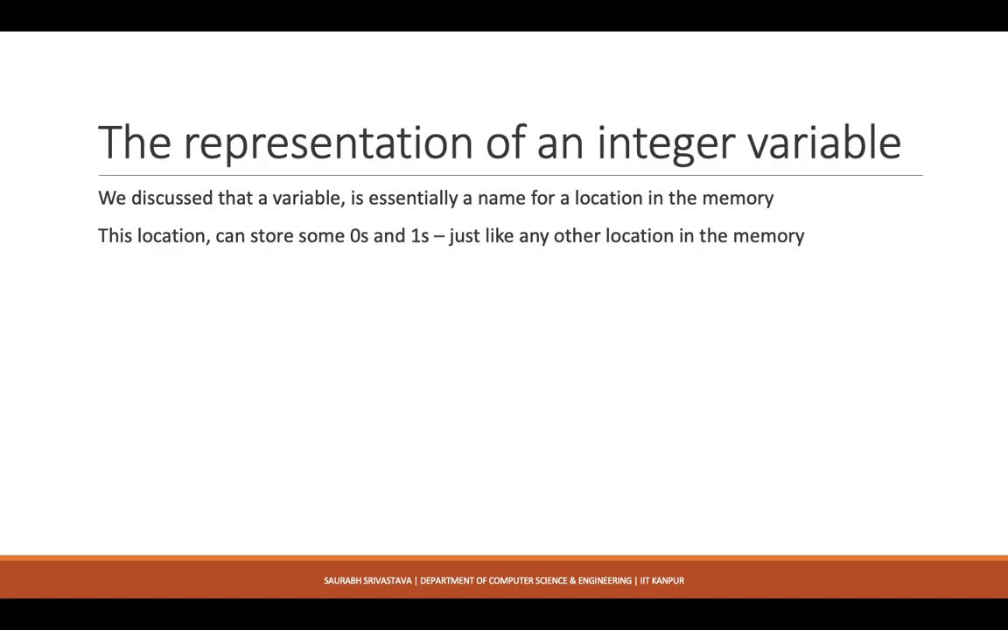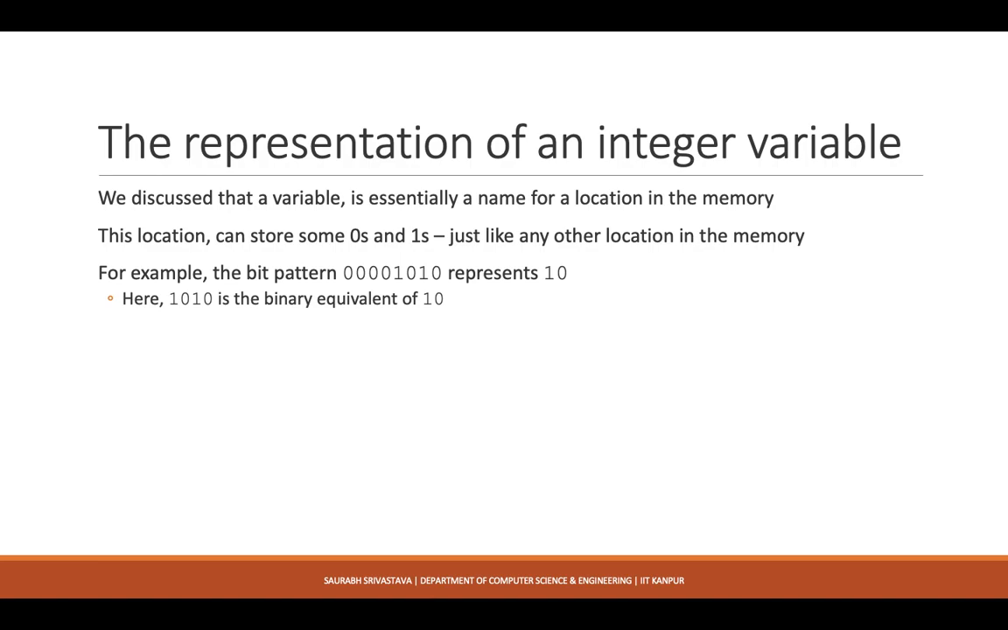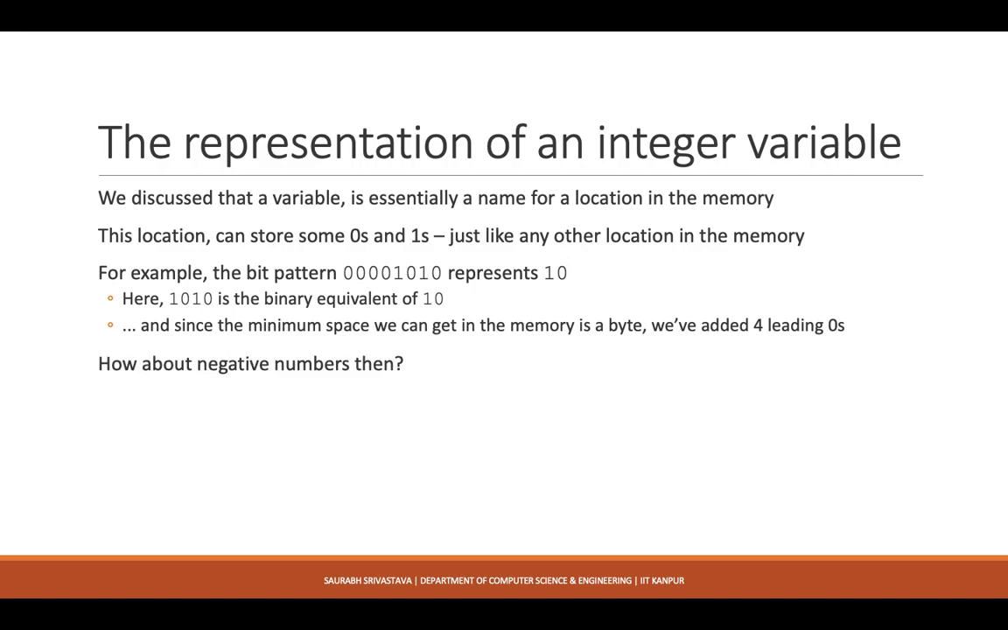We all know that these values are basically sequences of zeros and ones, just like any other location in memory. So for example, if you have a bit pattern like 0000 1010, it essentially represents the value 10, right? Because 1010 is the binary equivalent of 10, and since the minimum amount of space that we can take in memory is a byte, which is 8 bits, we have just added 4 leading zeros to it.